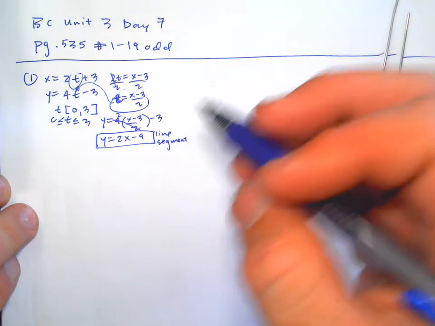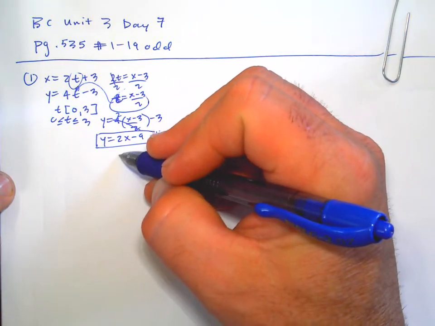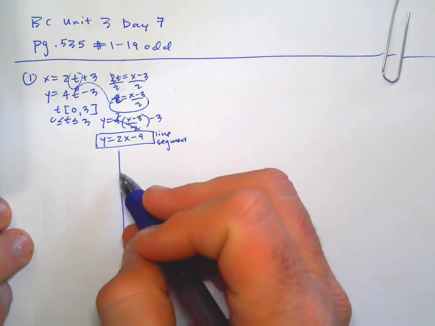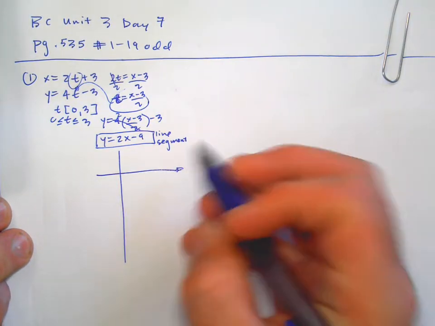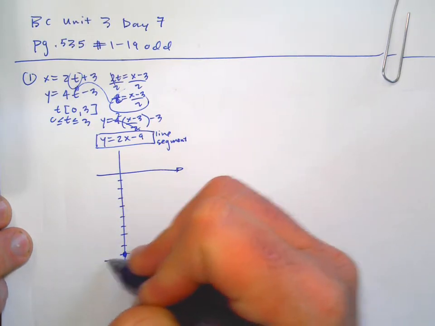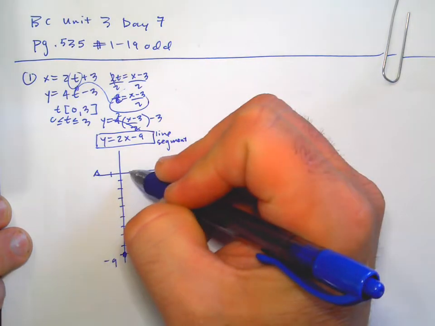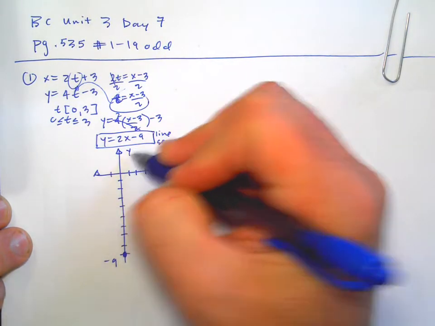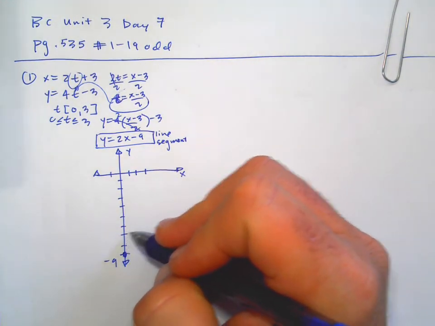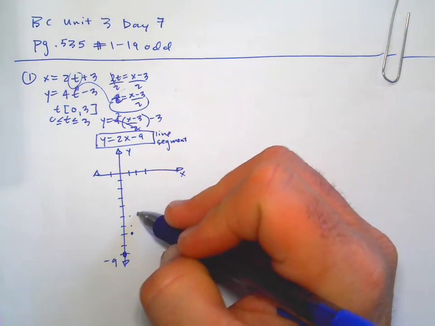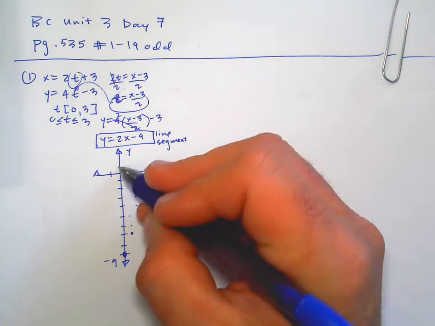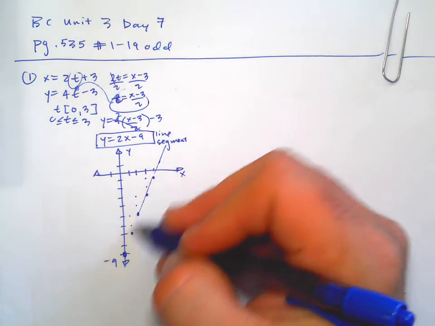So draw a sketch. One, two, three, 4, 5, 6, 7, 8, 9. So up 2 over 1, up 2 over 1, up 2 over 1, and so on, lightly.